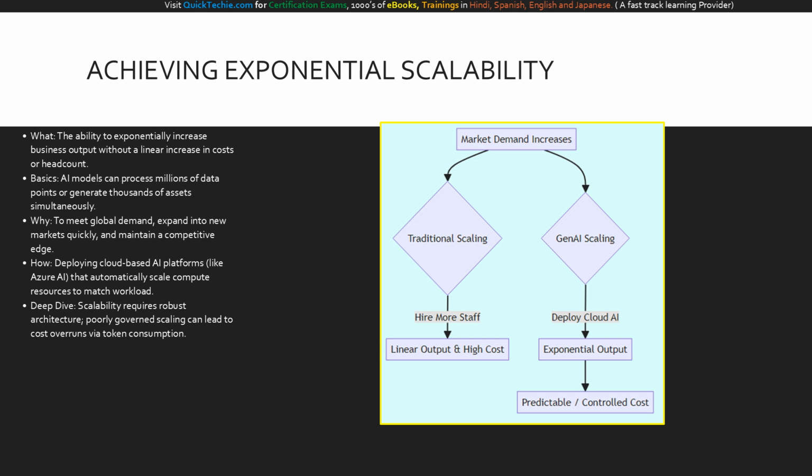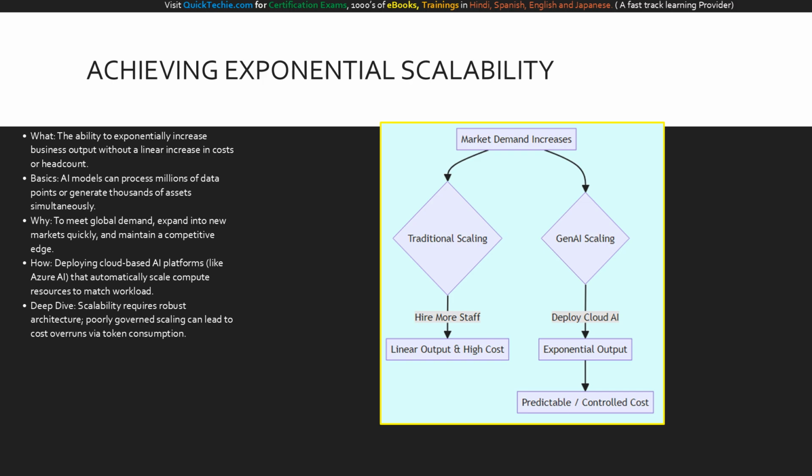Let's contrast two growth models using this flowchart. At the top, market demand increases. If you follow the traditional scaling path on the left, you hire more staff to meet the demand. The result is a linear increase in output, but a correspondingly high, linear increase in cost. It is difficult to sustain.